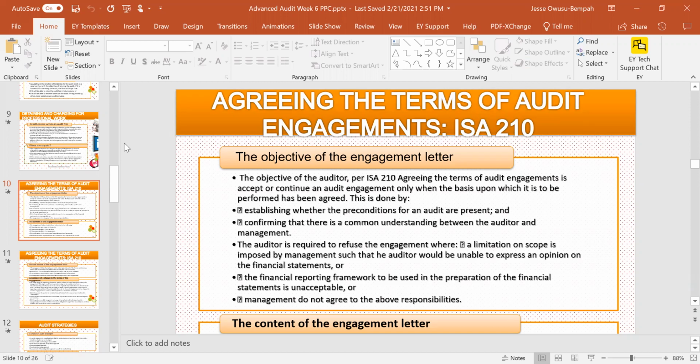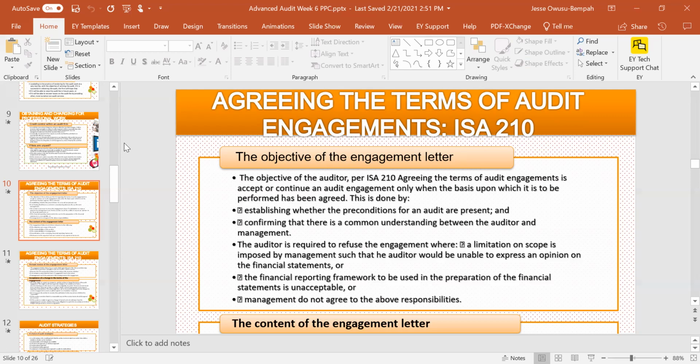So the engagement letter gives us the basis for the performance of an audit. So you only accept or continue an audit engagement when the basis for performance has been agreed. And how is this done? This is done by establishing what we call the preconditions for an audit. Establishing whether the preconditions for an audit are present. So you need to understand, are all the conditions necessary for the audit present? And you also need to confirm whether there's a common understanding between the auditor and management. This is very, very crucial. So that's one of the things that the engagement letter seeks to establish.